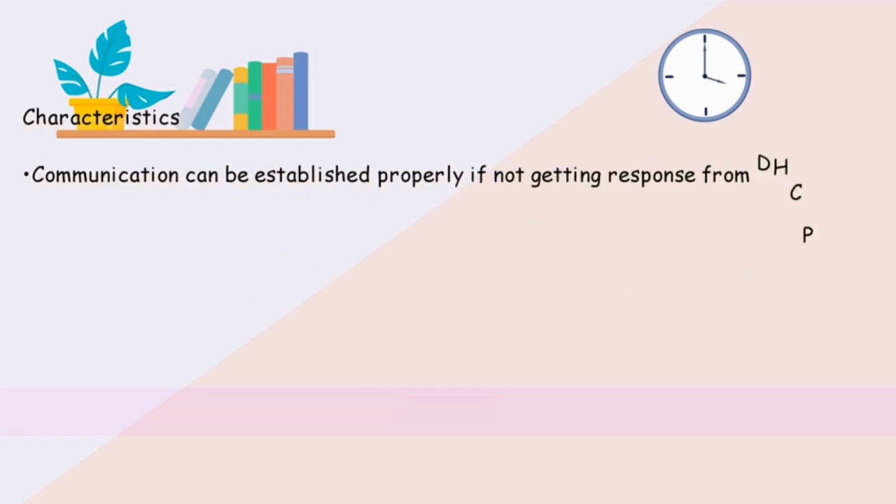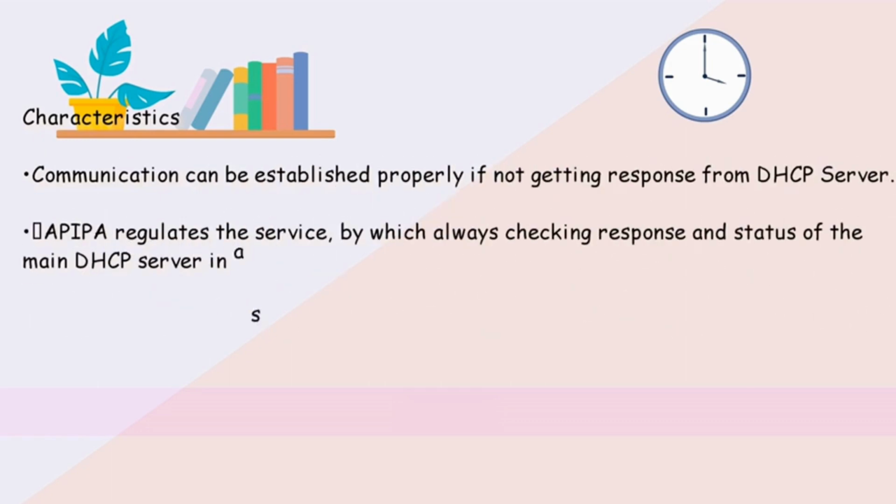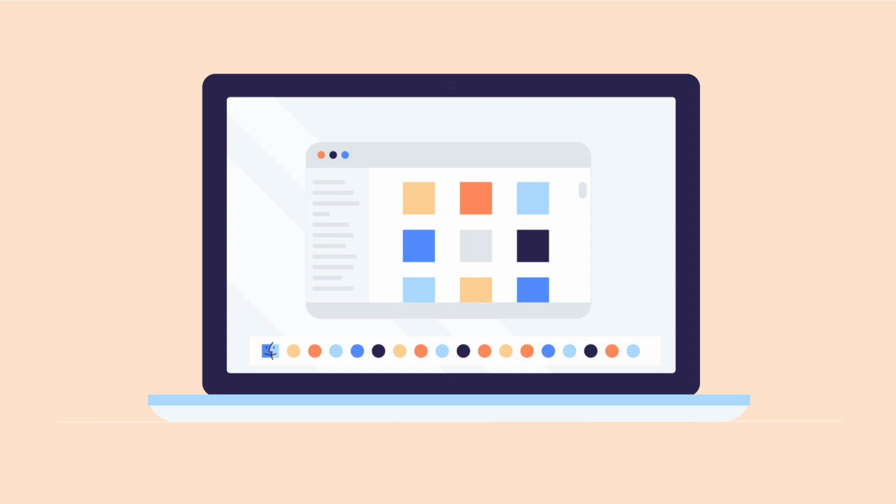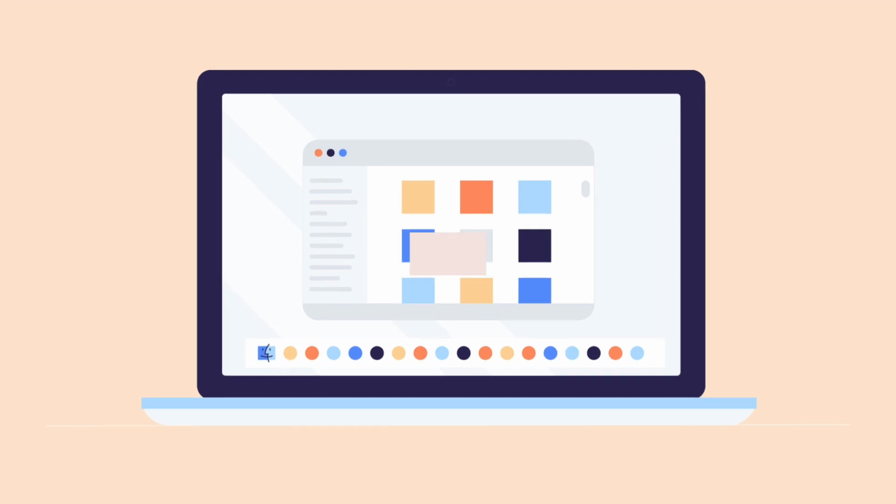Characteristics: communication can be established properly even if there is no response from the DHCP server. APIPA regulates the services by always checking the response and status of the main DHCP server in a specific period of time. Advantages: it can be used as a backup for DHCP, because when DHCP stops working, APIPA has the ability to assign IPs to the networking hosts. It stops unwanted broadcasting. It uses ARP, Address Resolution Protocol, to confirm the address isn't currently in use.